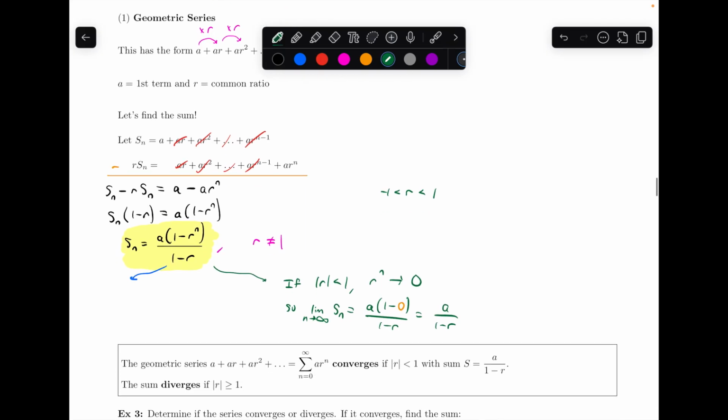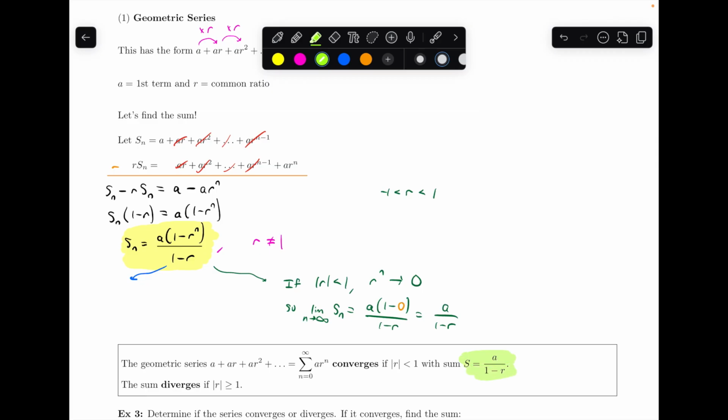In fact, that's what it summarizes in the box for me. This geometric series converges if the absolute value of r is less than 1. And when that happens, the sum ends up just being a over 1 minus r.